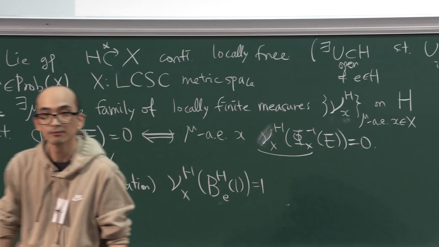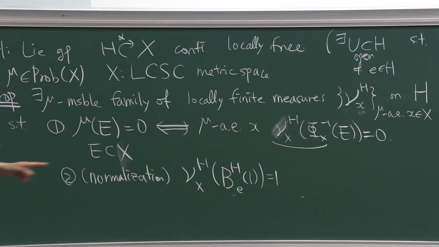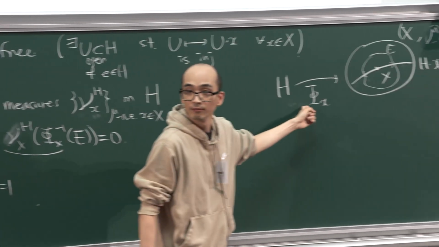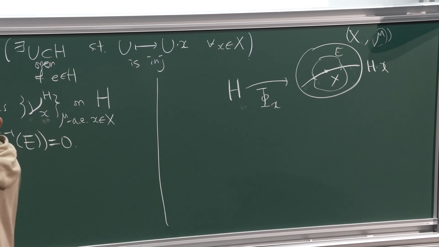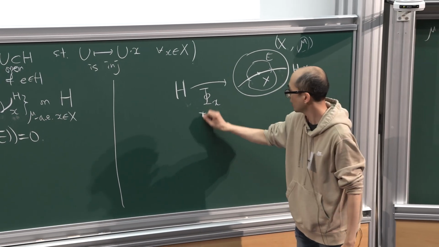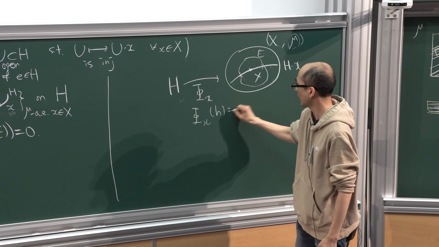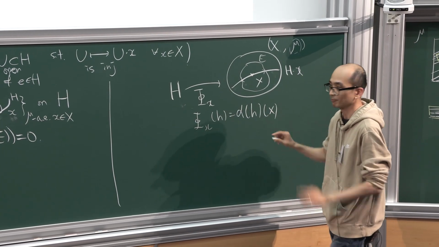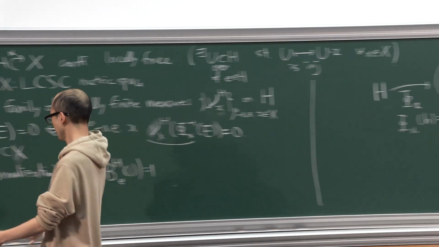Yes? So what is phi x? Is it the orbit map? Phi x is the orbit map. So that's alpha then? Alpha restricted, yes. This is alpha restricted to there. So phi of x at h is alpha of h of x. Yeah. Thank you.